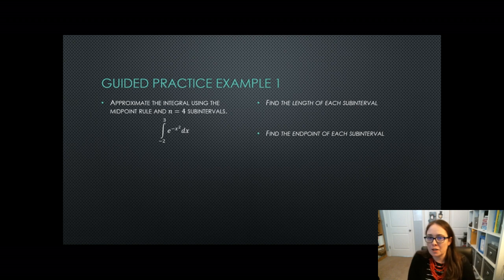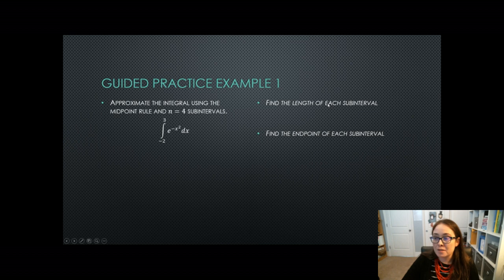Okay, so let's look at our first example: approximate the integral using the midpoint rule, with n equals 4 subintervals. So I'm going to take the interval, which I can see from this integral is -2 to 3, and divide it up into 4 subintervals. And so I have to find where each one of those subintervals starts and stops. Just a note here, the function inside the integral is e to the negative x squared, which I don't think we have a method for integrating otherwise. So approximation is kind of necessary on this one.